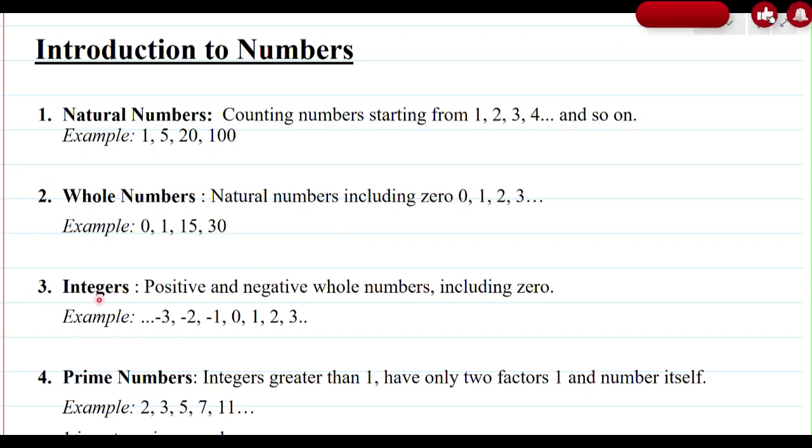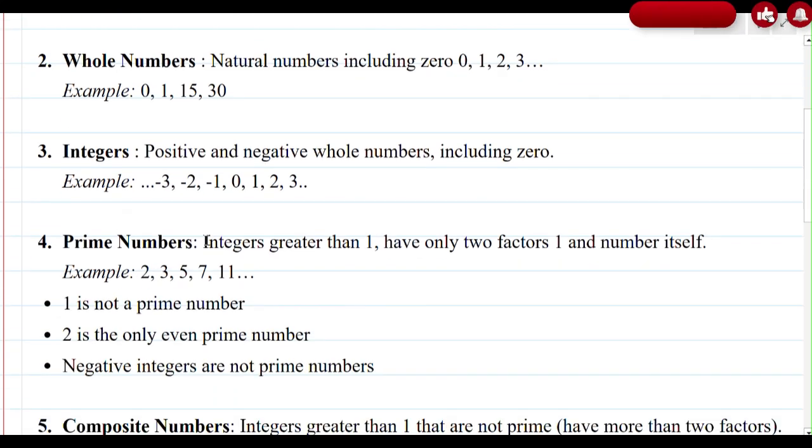The third type of number is integers. Integers are positive and negative whole numbers, including 0, right? For example, if you take -3, -2, -1, 0, 1, 2, 3. These are positive integers, right? And these are negative integers, right? And this 0 is just a neutral integer, we can say.